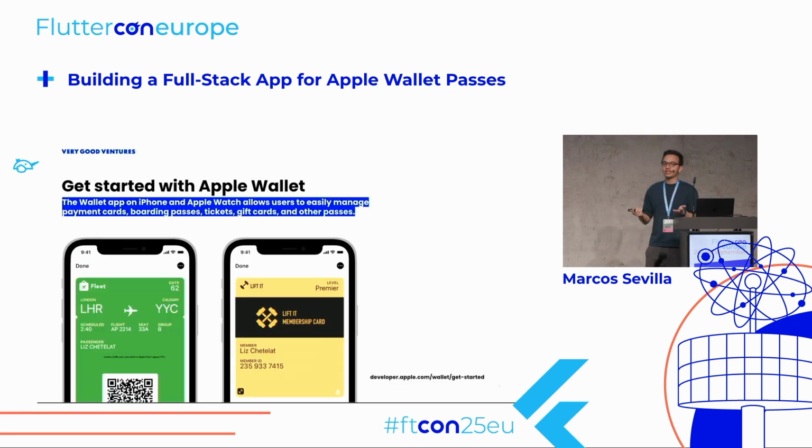So what is Apple Wallet? If you have an iPhone, you probably use Apple Wallet to get into a conference, for example, and have your event ticket and things like that. It allows us to interact with our iPhone and also Apple Watch and manage things like payment cards and boarding passes. Pretty useful, nice stuff, and pretty good designs too. If you want to check more, there's a link there.